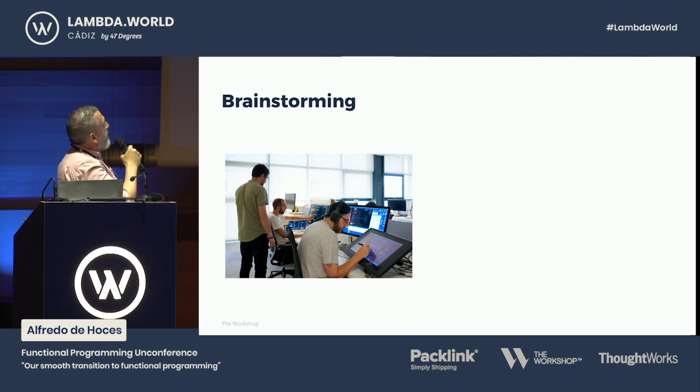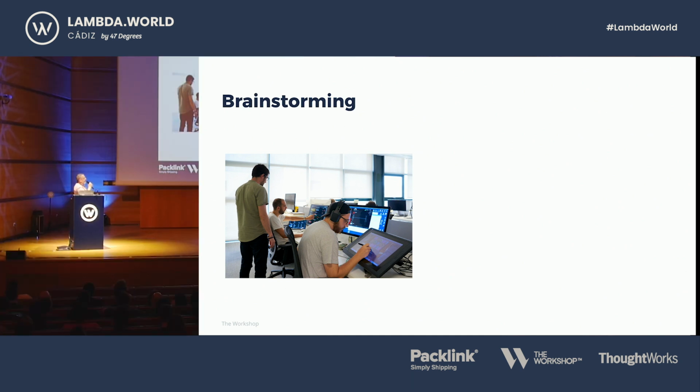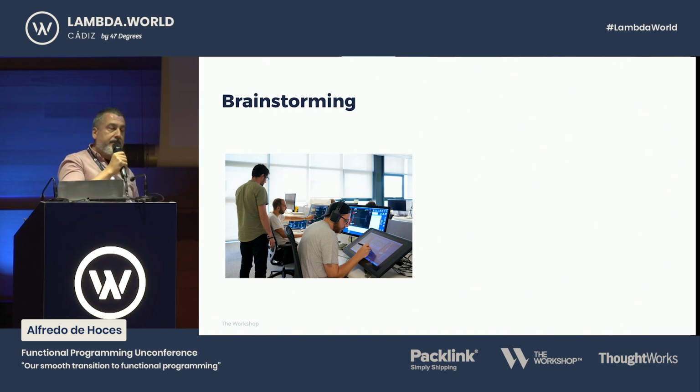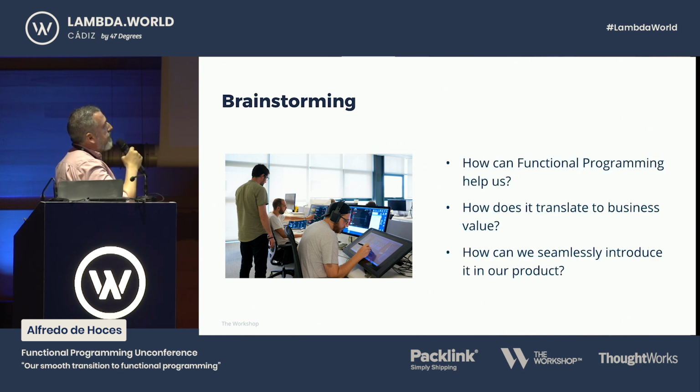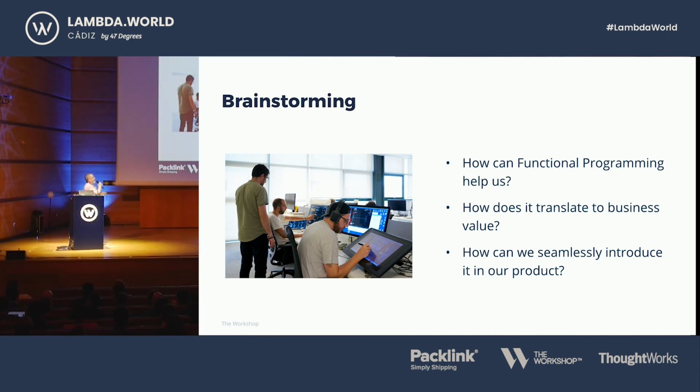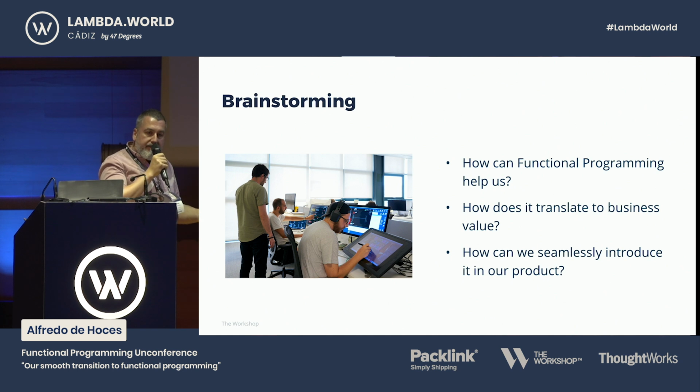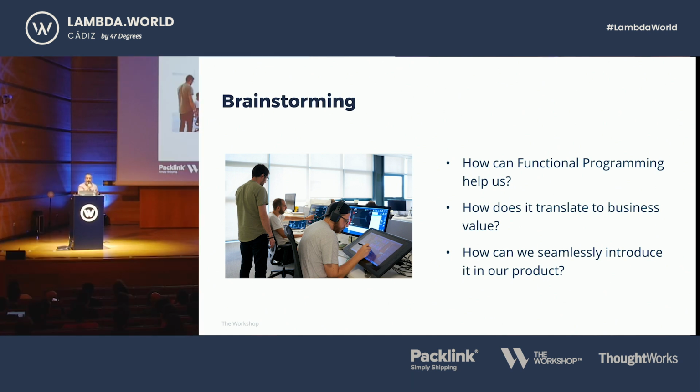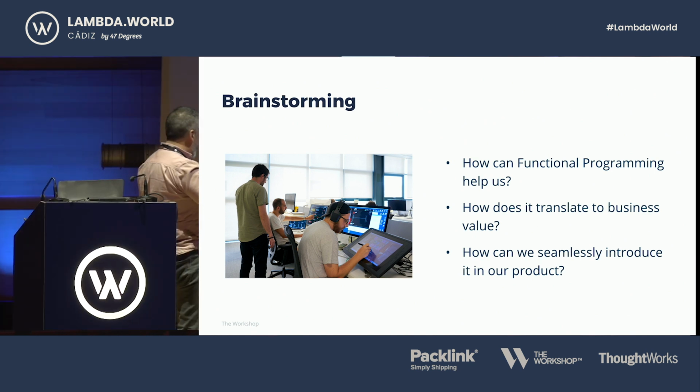So we got together, we did some brainstorming. Some of us were already interested in functional programming and knew a fair bit about it. Some others, we were kind of beginners. So we all got together and started talking, and we wanted to answer 3 questions. How can functional programming actually help us in our product? How does it translate to business value, and how can we actually seamlessly introduce it in our project? We couldn't just rewrite the whole thing and lock ourselves in a room for a year, so we had to find a creative solution here.